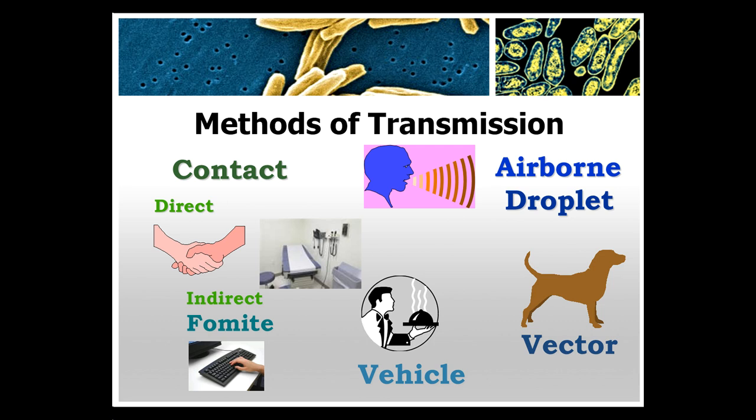Vector, this refers to something like a pest. A pest, for example, name some pests that you can think of. Insects, rodents, sometimes other animals can also be pests. Insects like mosquitoes. There's a number of different types of vectors out there. Airborne and droplet transmission. This sounds similar. The two words sound similar, but they are different. We'll talk more about those in just a bit.